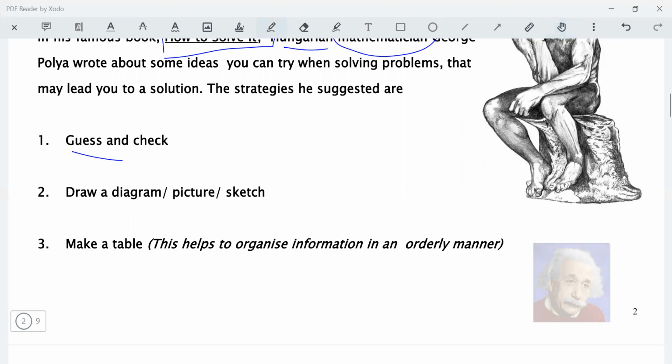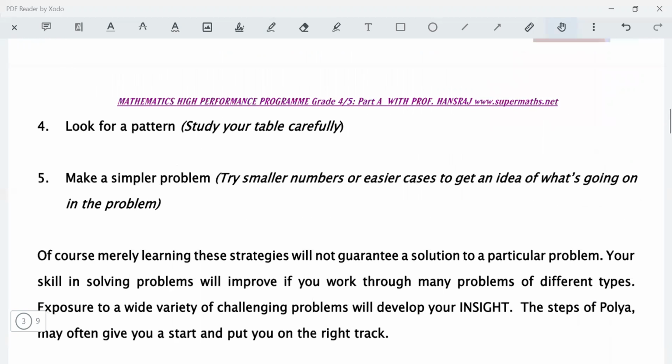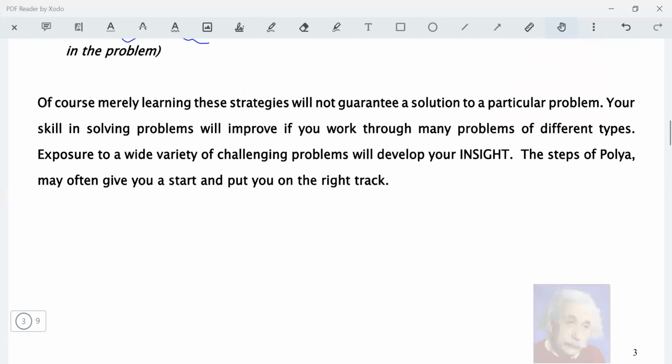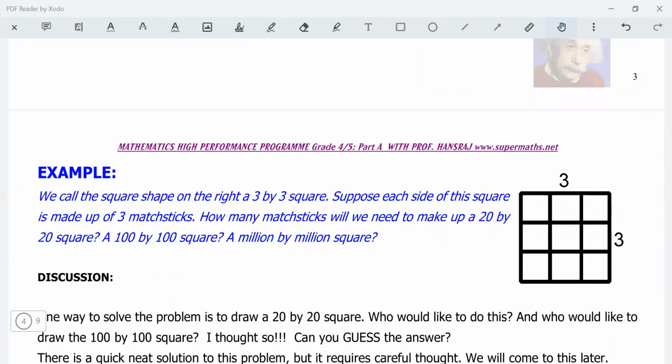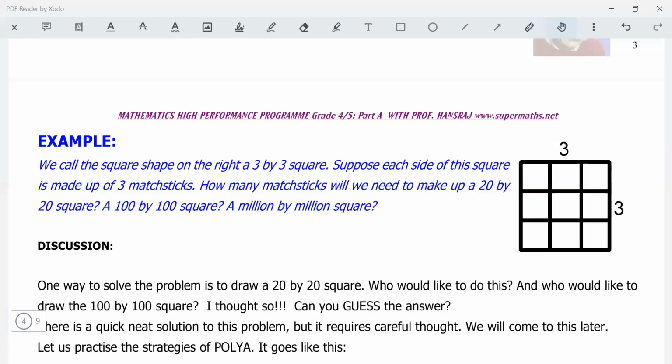But these are guess and check, draw a diagram, picture, or a sketch, make use of a table, and then look for a pattern. Fine. And another technique one could look at is to make a simpler version of the same problem. This might help one to make some progress on solving it. So these are some ideas we're going to discuss in the course of our program as it unfolds. Now, to help you to understand how it works, let's take a simple example of this type.